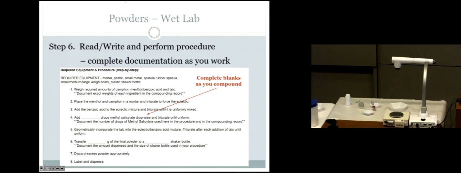Make sure your weigh boats are labeled. It's real easy to get them confused. You do need to document steps within the procedure. So one thing I will tell you, you're going to make your eutectic, add the benzoic acid, and it's still liquidy. The step right before adding the talc is when you're going to add the methyl salicylate, because the methyl salicylate is a liquid. You can't add drops of liquid to a talcy powder, so don't do it. You have to do it before you add the talc.